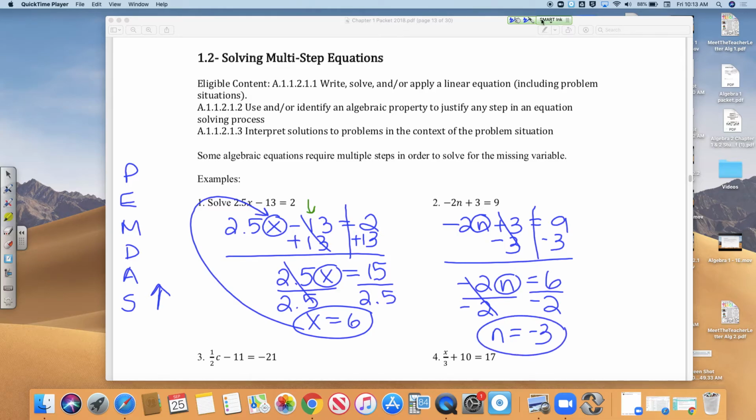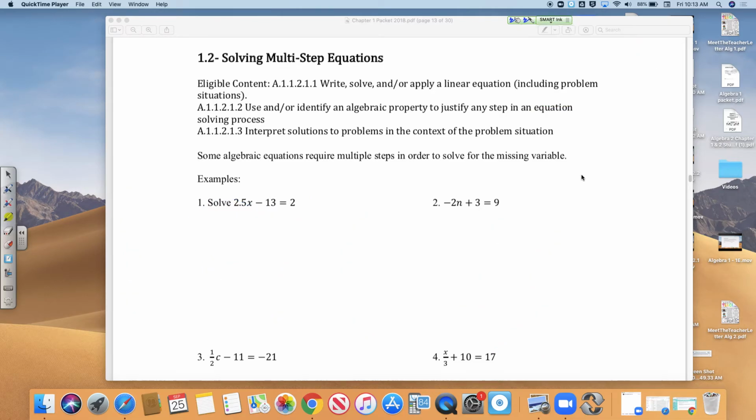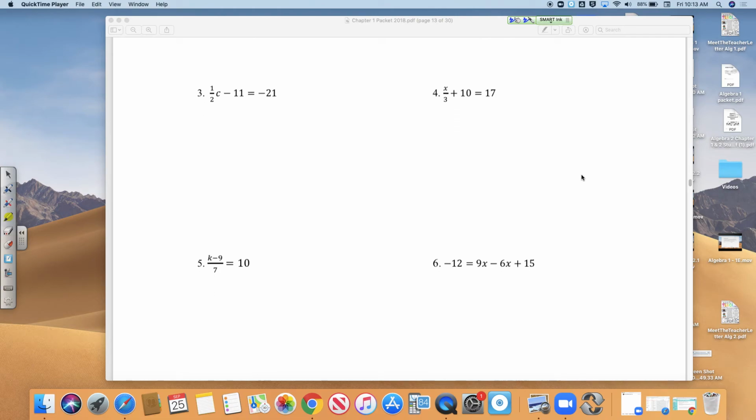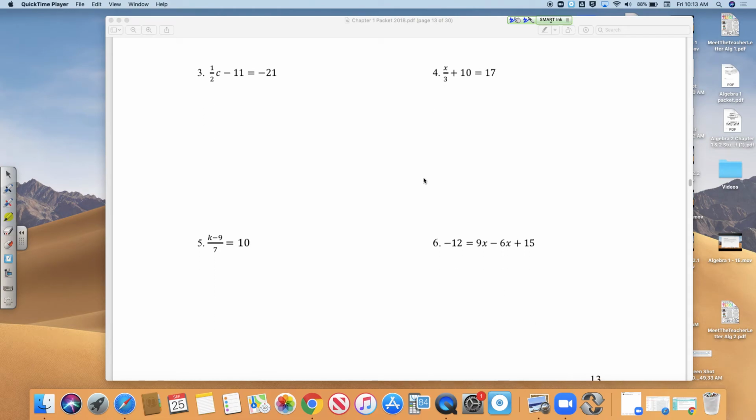All right, sometimes we have fractions, and that's okay. When we have fractions, you're basically just going to solve the same exact thing, just deal with the fractions. In number 3, I have 1/2 c minus 11 equals negative 21. Circling my variable, drawing my line, first thing I'm going to do is add 11 to both sides. Negative 21 plus 11 is negative 10, so I have 1/2 times c is equal to negative 10.